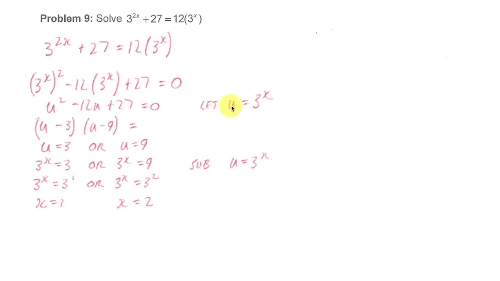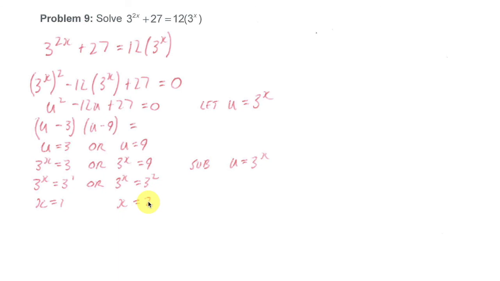I now make the substitution that u is equal to 3 to the power of x. So I've got u squared minus 12u plus 27. I factorize, so I've got u minus 3 multiplied by u minus 9 equaling 0. So obviously u is equal to 3 or u is equal to 9. Now I sub back in the fact that u is equal to 3 to the power of x, so I've got 3 to the power of x equals 3 and 3 to the power of x equals 9. I rewrite the 9 so that it is of base 3. And because I've got bases the same on the left-hand side and the right-hand side, I equate the powers, so x is equal to 1 and x is equal to 2.